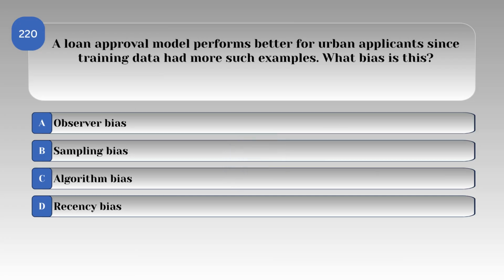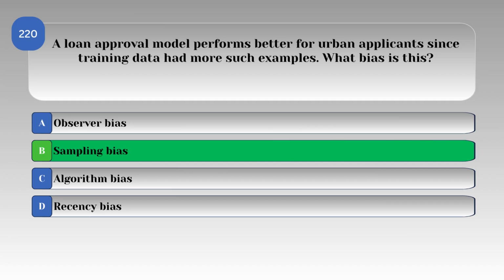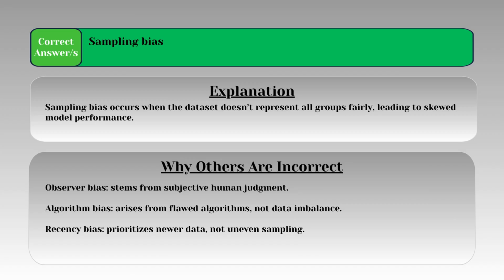Correct answer, sampling bias. Explanation: sampling bias occurs when the dataset doesn't represent all groups fairly, leading to skewed model performance. Why others are incorrect. Observer bias stems from subjective human judgment. Algorithm bias arises from flawed algorithms, not data imbalance. Recency bias prioritizes newer data, not uneven sampling.